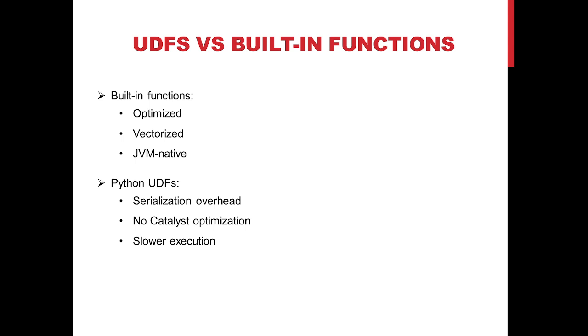Built-in functions allow Spark to optimize execution. Python UDFs introduce serialization, remove Catalyst optimization, and slow down execution. This is why replacing UDFs with built-in functions often gives massive performance gains without changing infrastructure at all.